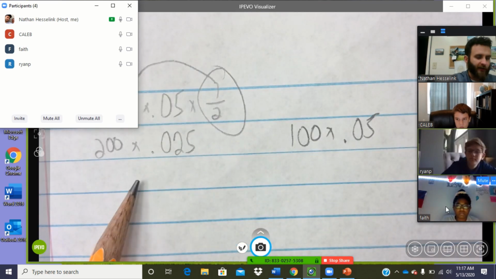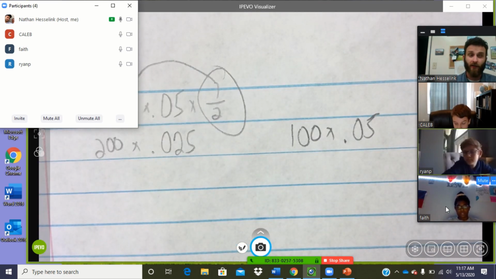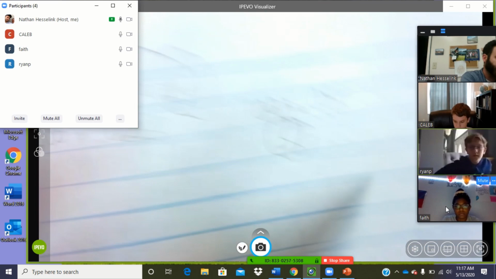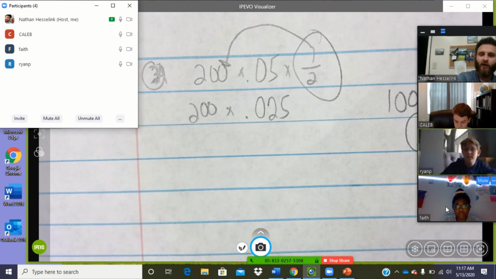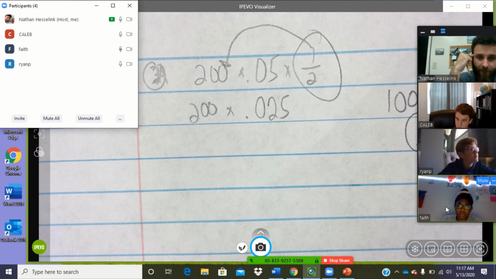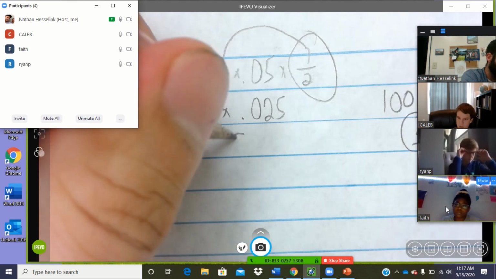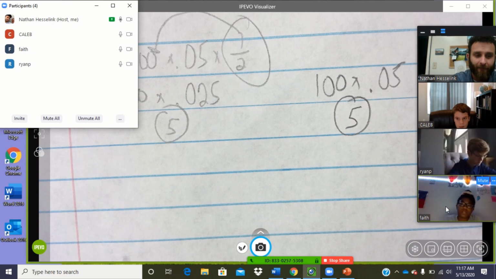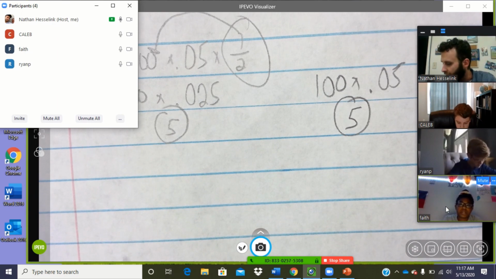So you can actually do it 2 different ways. You can multiply any 2 numbers together first, and you will get the same answer. 100 times 0.05 is, well, 5 times 100 is 500. Add 2 decimal places in your answer. We get 5. 200 times 0.025, 25 times 2 is 50. Add the 2 zeros, 5,000. But then we have to add 3 decimal places back in. We get 5. Okay? So no matter what 2 numbers you multiply first, you will get the same answer. Okay? 3B.